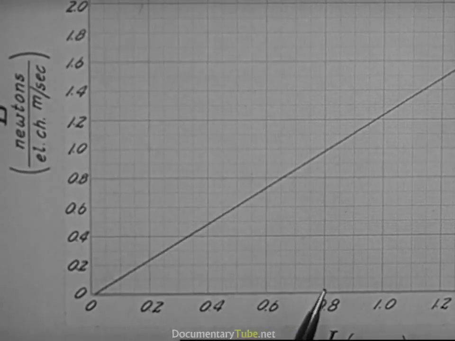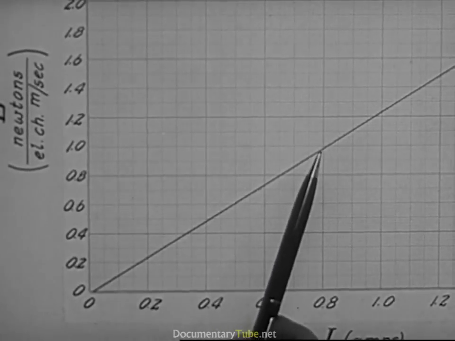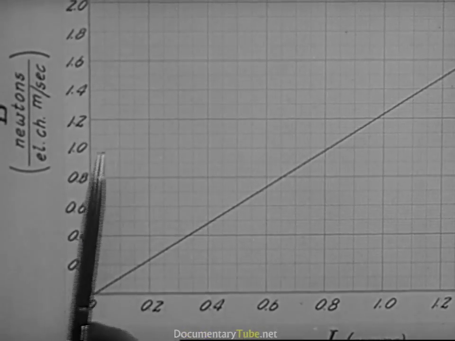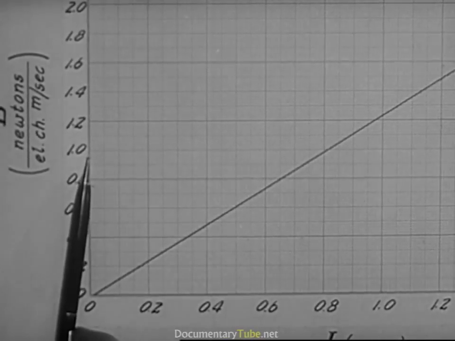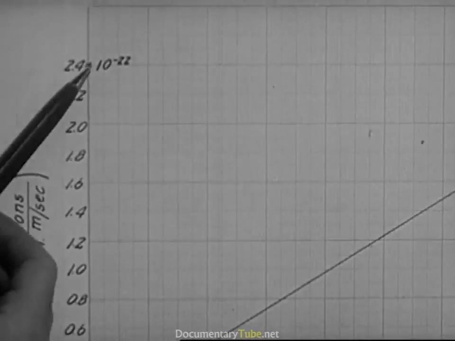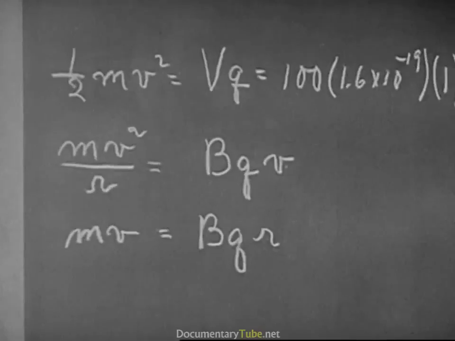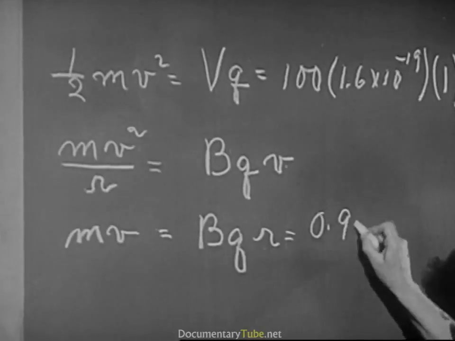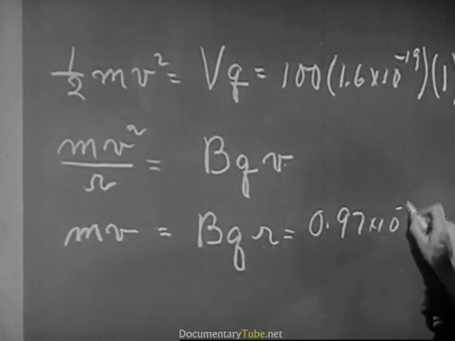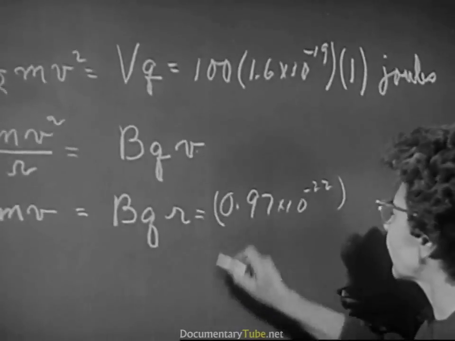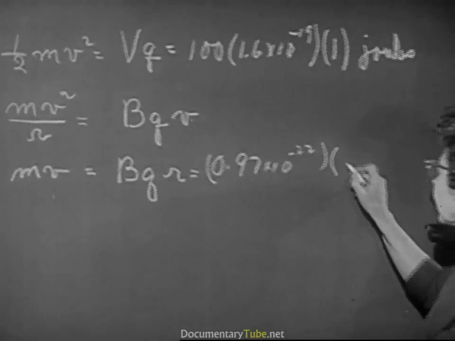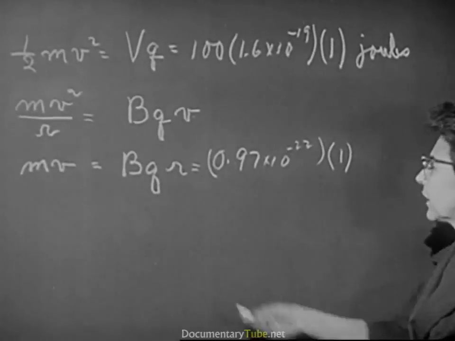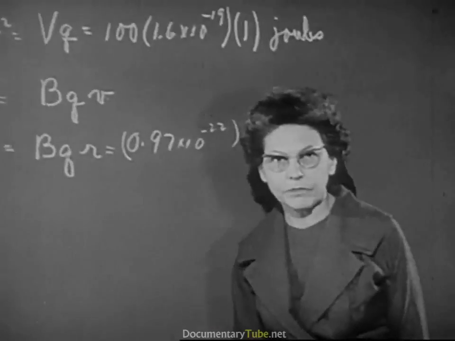The current in the coils is 0.79 amperes. That gives, for the field, 0.97 times 10 to the minus 22. So we have this for the field, and Q is still 1. And now we have to measure r.